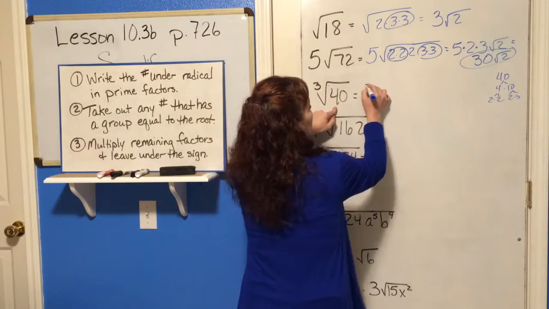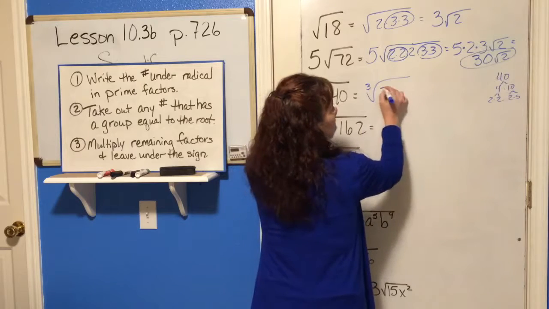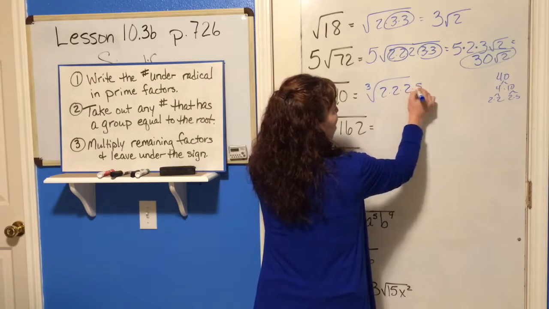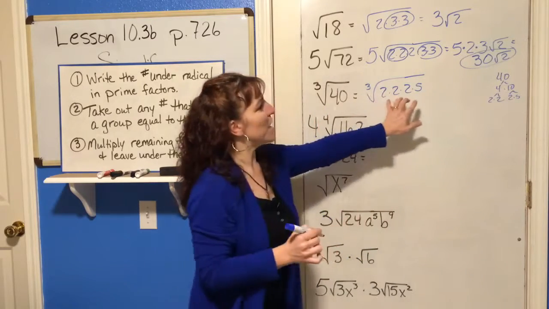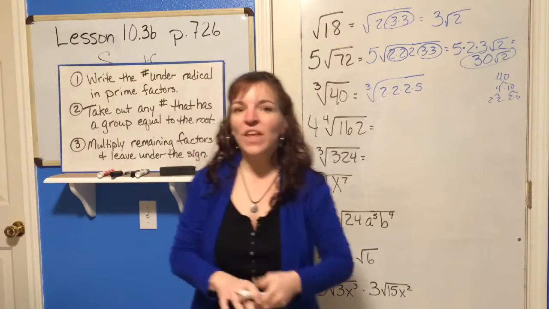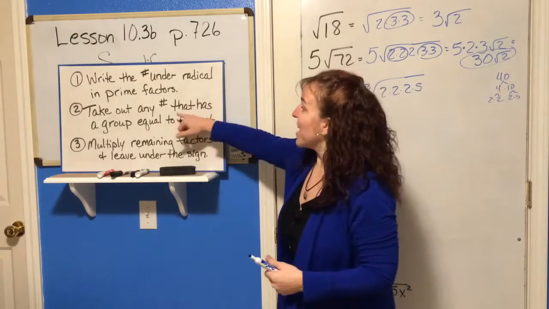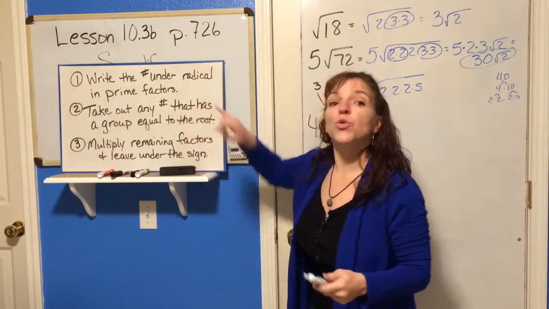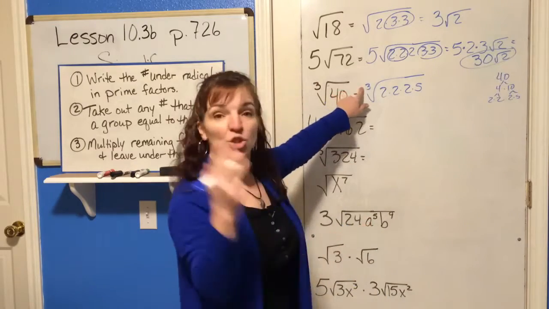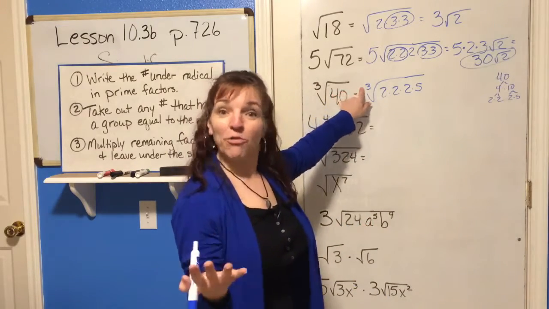All right, so the cube root is 2 times 2 times 2 times 5. So 40 is the same as 2 times 2 times 2 times 5. Now, here's where it's a little bit different. Take out any number that has a group equal to the root. In this case, our root is 3. So I like to call that my go fish number.